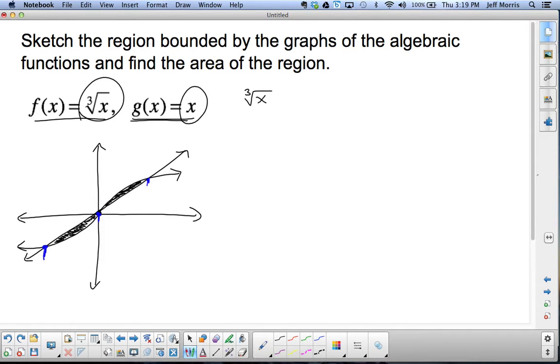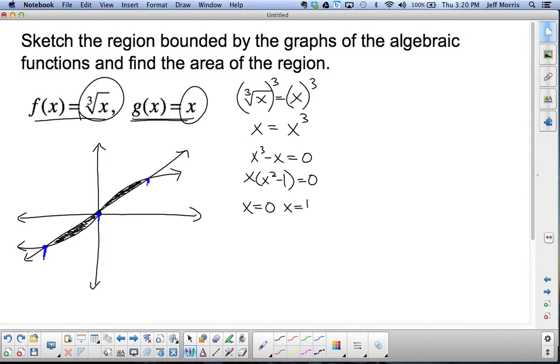I'm going to set them equal to each other. So I'm going to have the cube root of x equals x. I'm going to cube both sides. So we're going to get x equals x to the third. Then I'll set it equal to 0. So I'm going to move the x over. So I get x to the third minus x equals 0. Factor out an x. You get x squared minus 1. So you get two solutions, x equals 0 and x equals plus or minus 1.